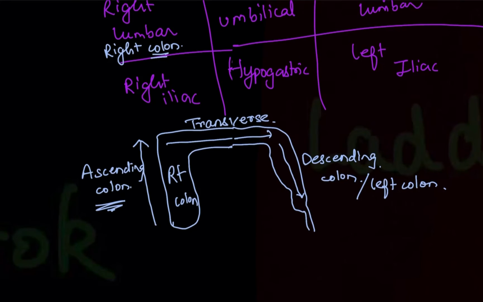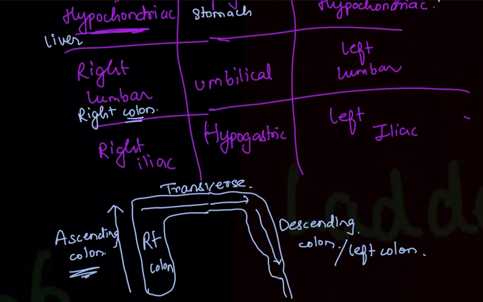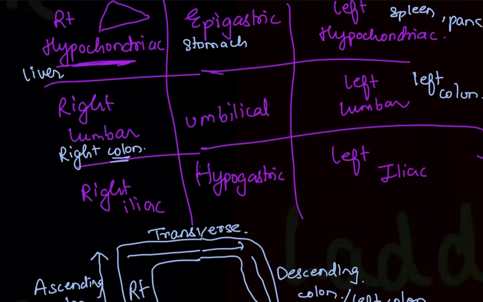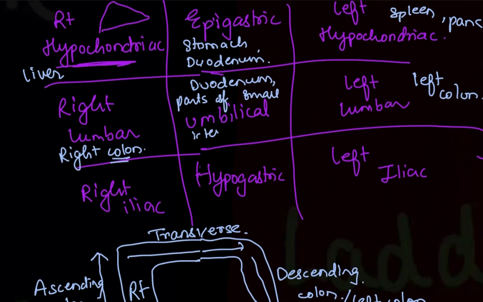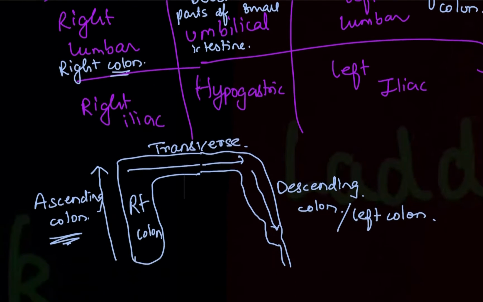So in the right lumbar region you have right colon, in the left lumbar region you will have what? You will have the left colon. Stomach, you can write duodenum. The upper part of duodenum comes in the epigastric region and the lower part will come under the umbilical region. So write down duodenum and parts of intestine. And umbilicus will also come over here. But the name itself here, you can understand it, so I am not writing it over here.